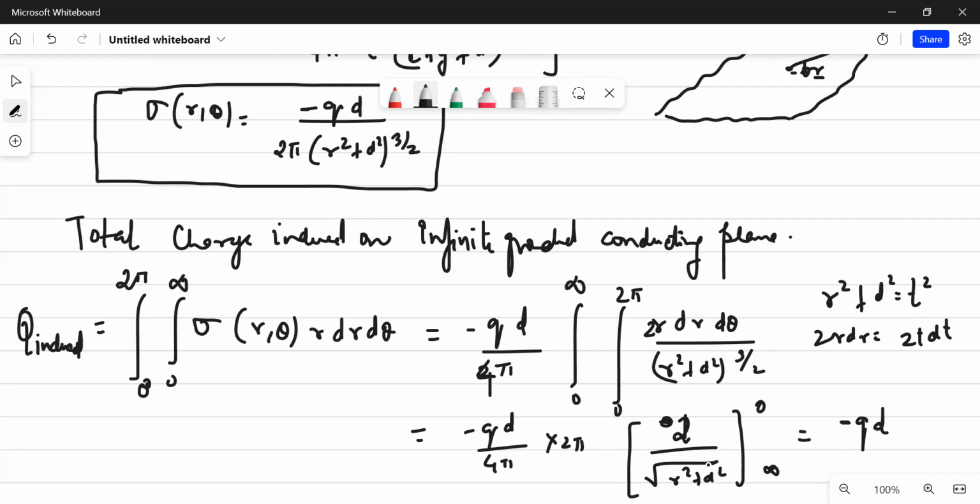So, समझ पा रहे हो मेरी बात? नहीं समझ पा रहे, गलती हुई क्या? Yes, sir. There would be a 2 now, because 2r dr is 2t dt. So I'll write 2t dt.